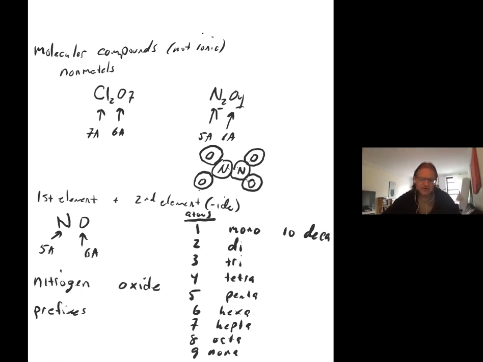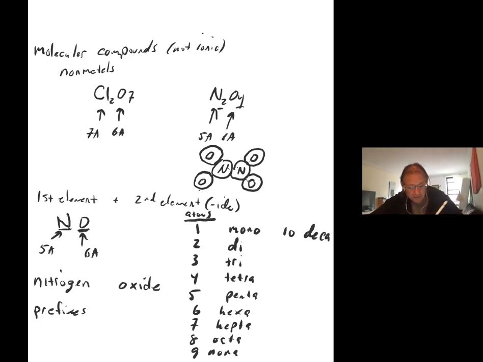So the prefixes are used always with the second element. So the second element always has a prefix to it. The first one always has a prefix unless there's only one. So for example, see how there's only one nitrogen? We wouldn't say mono nitrogen, we just say nitrogen. But the second element always has one. So how do we deal with that? NO. Well, first one, if it's a 1, we don't use a prefix, but the second one we do.